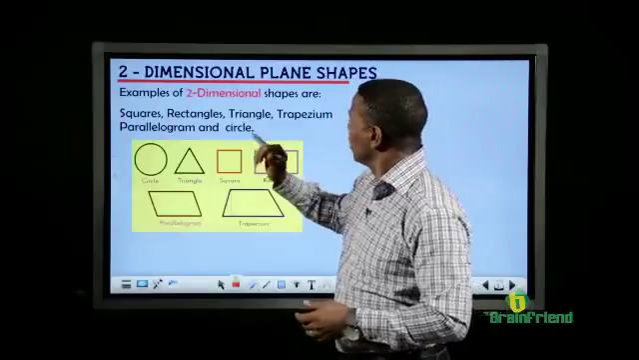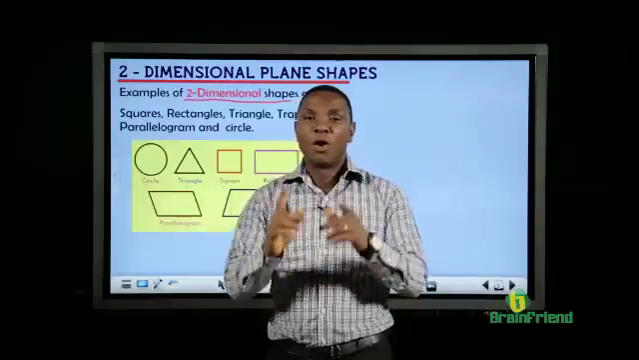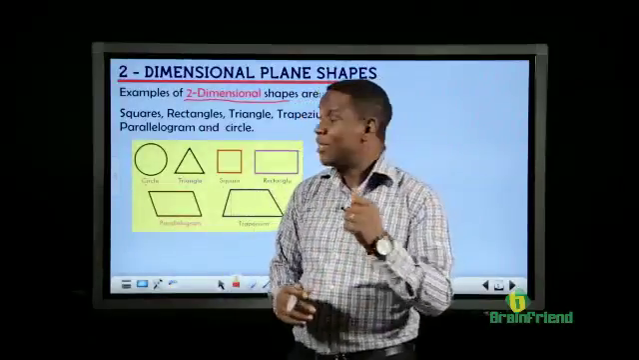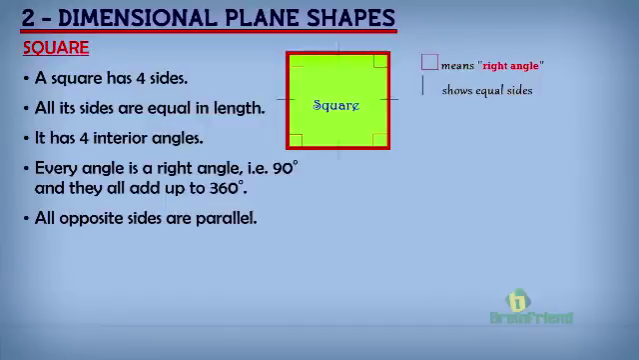Examples of such two-dimensional shapes are circle, which is a two-dimensional shape, triangle, square, rectangle, parallelogram, and trapezium. We'll look at each of these shapes one after the other. Let's start with our first shape for today, square.